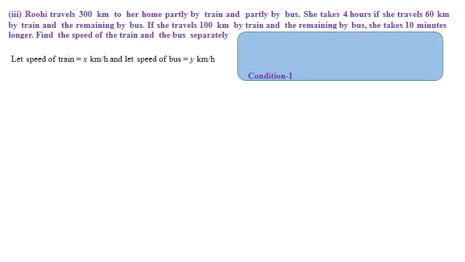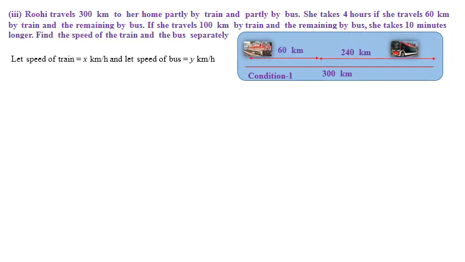Now let us represent it in the diagrammatic format. First condition: total distance traveled is 300 km. Then she is using two means of transportation, partly by train and partly by bus. She takes 4 hours if she travels 60 km by train, meaning 60 km she is traveling by train, and the remaining by bus. Out of 300, 60 is gone, so the balance 240 she is traveling by bus.